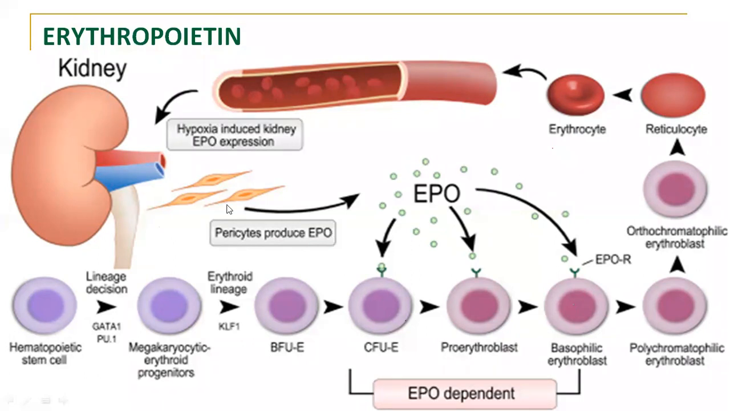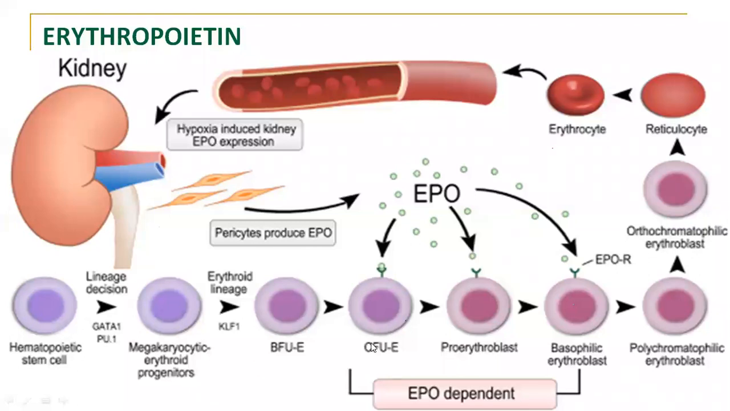Then once erythropoietin has been produced, it will move via blood. So blood is going to transport the same erythropoietin. So it will go to those cells within the bone marrow. This is where you have erythropoiesis taking place. So you can see at which stage the erythropoietin is going to stimulate these cells.